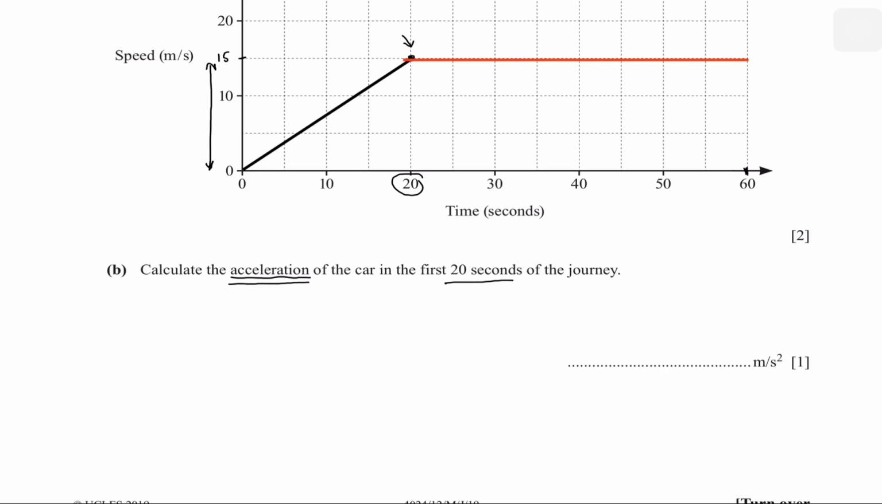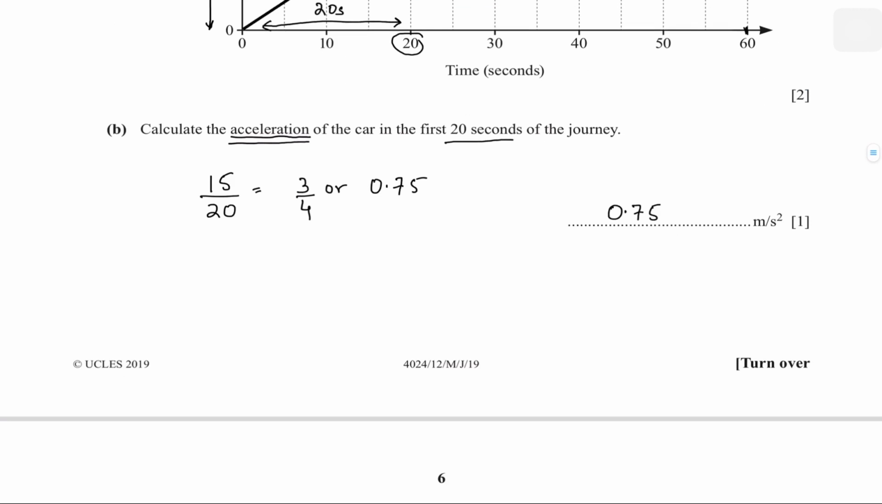So we can see that there's a change of 15, and it did this in a period of 20 seconds. So if I want to figure out the acceleration, I need to take the change in speed, which is 15, and divide it by the change in time, which is 20. Simplifying this will give me 3 upon 4, or if you wish to write this in decimal, the decimal value of 3/4 is 0.75. So I'll write 0.75 here, but you can also write 3/4. Nothing to worry about.